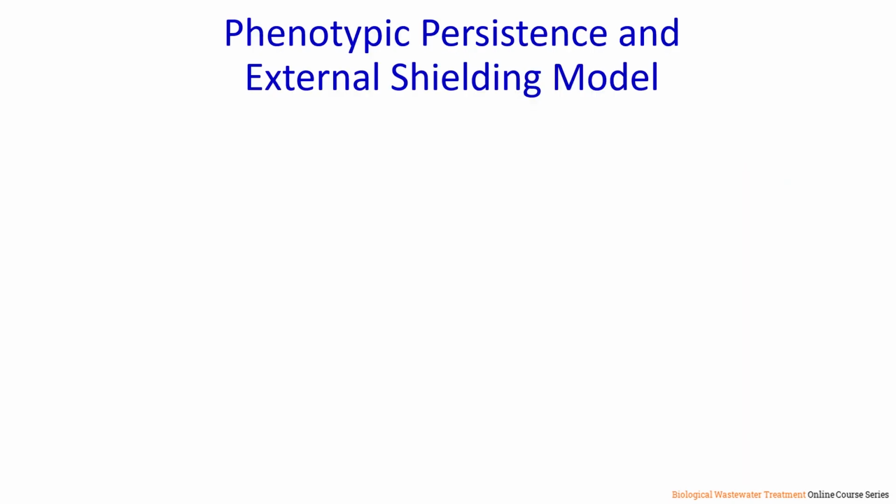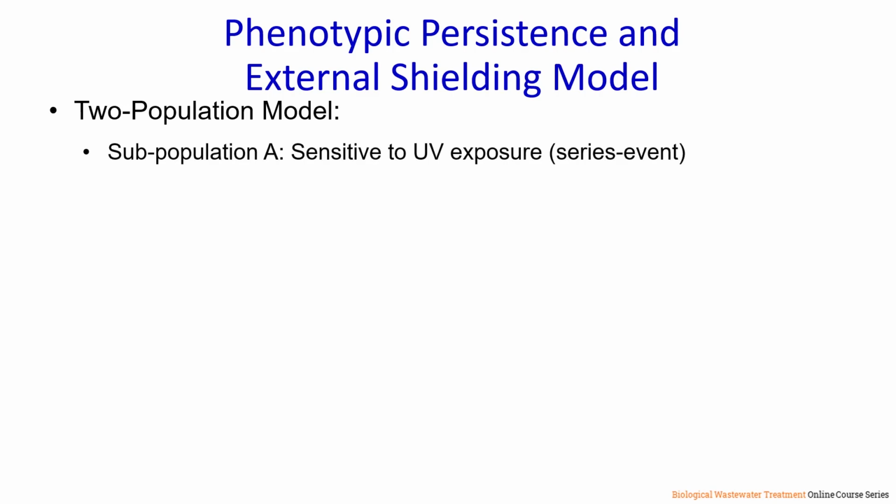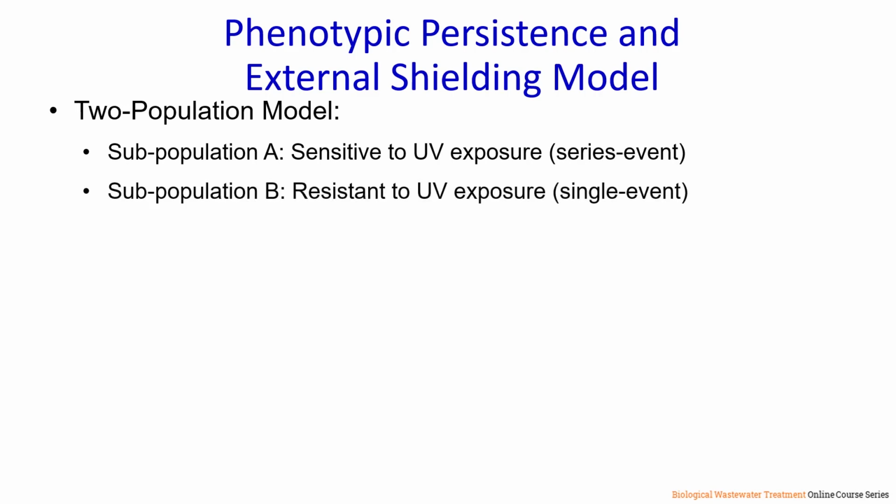Now let's consider another model that can be used to describe tailing behavior and potentially shouldering behavior. The specific model I'm referring to is called the Phenotypic Persistence and External Shielding Model, or PPES. It is a two-population model, and there are many such models that have been presented in the literature. The basic idea with these two populations is that one of the populations, or subpopulations, we'll just call it A, is relatively sensitive to UV exposure. The second subpopulation, we'll call it B, is relatively resistant to UV exposure.